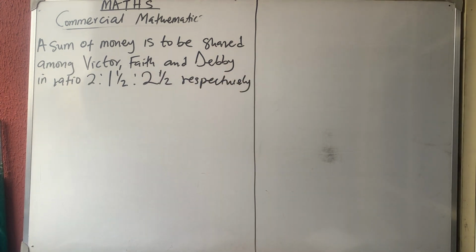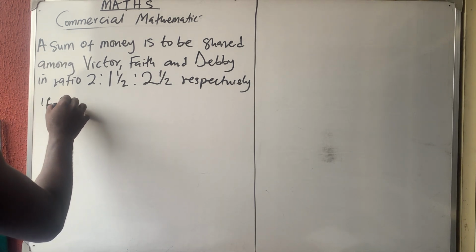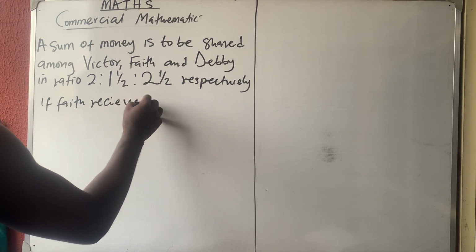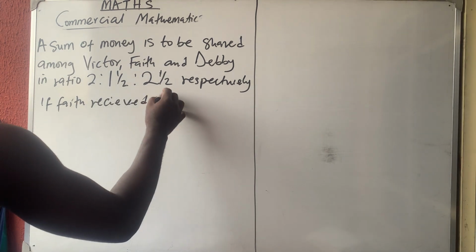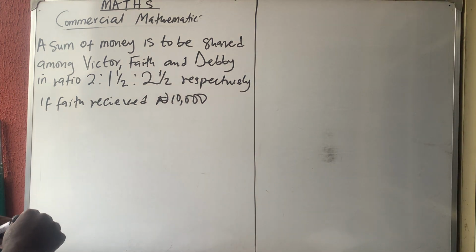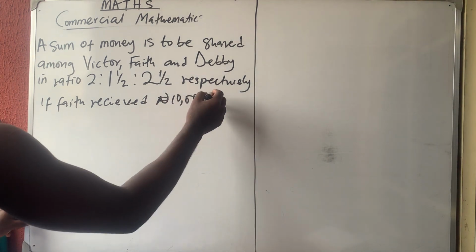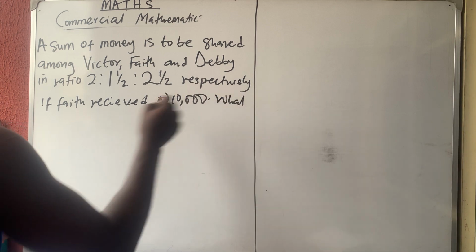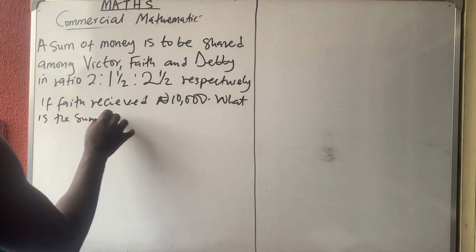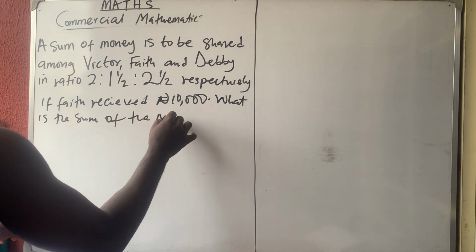Okay, so the last one says if Faith received 10,000 naira, what is the sum of the money? That's the total money. What is the sum of the money?